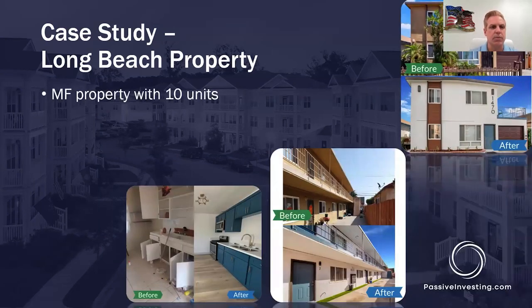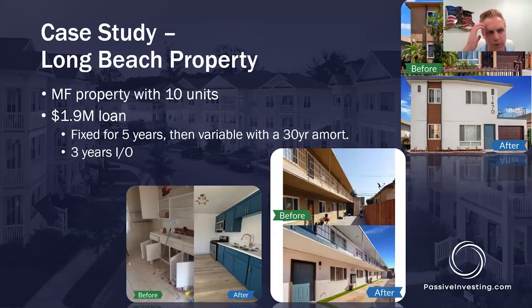This is a small property, only 10 units in Long Beach. You can see some before and after pictures there that we did a fairly heavy remodel job on this property. We had a $1.9 million loan, which was fixed for 5 years, and then it turns to a variable loan with a 30-year amortization. And we had 3 years of IO.